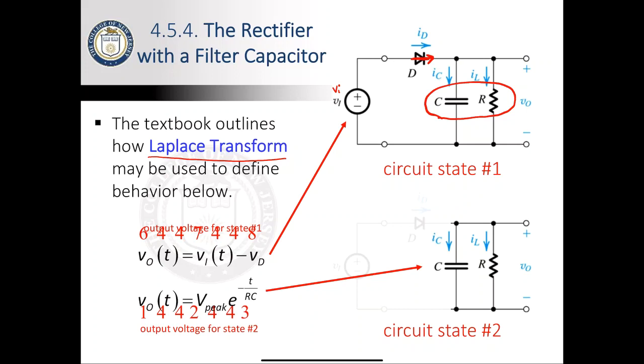Now, state number 2, so this is state number 1. State number 2 will be when the diode is blocking. The source here will have no effect because it's isolated from the rest of the circuit, and we'll simply be looking at the interaction of the cap and the resistor, which we know will entail the capacitor discharging current through the resistor.